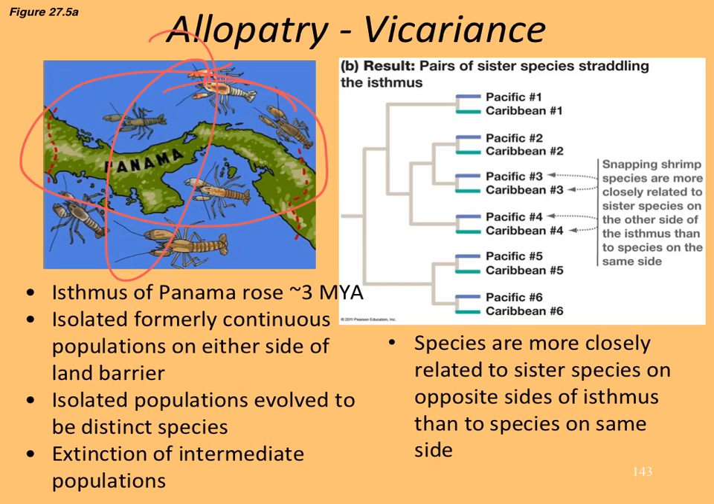So you can actually look at snapping shrimp. There's, let's say, Pacific 1 and Caribbean 1. Let's say up there and this one. At one time they were one species. They're still more similar to each other than they are to any other snapping shrimp on either side, okay, because they shared an evolutionary history. And the same thing with all these different species. So this is an example of allopatric speciation. You've got a barrier that interrupts a continuous population, and now those populations are separated.